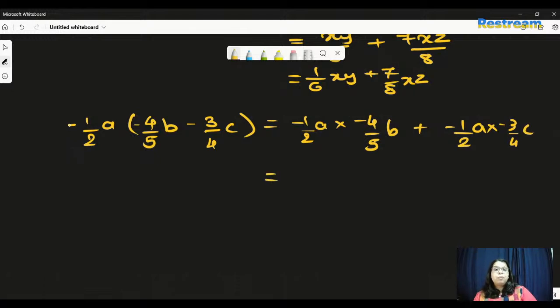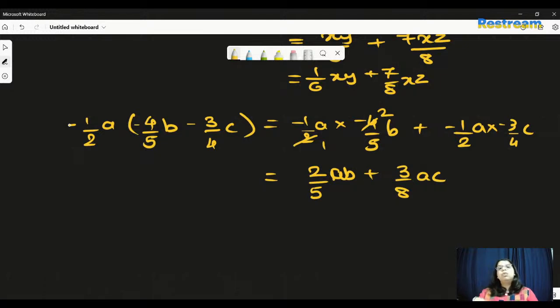Again, you can use the brackets if you're comfortable with brackets, but make sure that you're putting them at the right place. So 2 times 1, 2 times 2. That's the only simplification we can make over here. So negative into negative is positive. So we have 2 by 5ab plus negative times negative is 3 by 8ac. Okay. So this is what happens when we are opening the bracket.